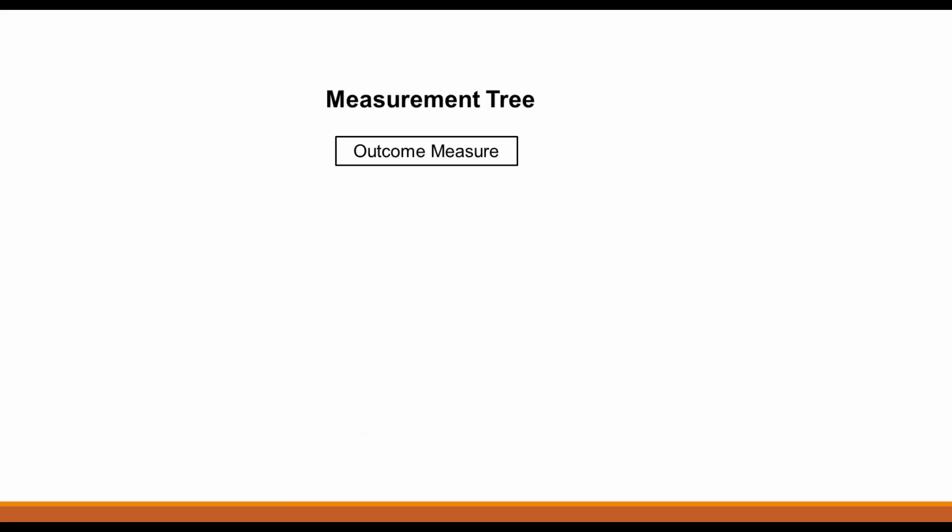Yep. So a measurement tree is made up of different types of measures. At the top of the tree, we've got our outcome measure. That's the thing that we care about. It usually flows directly from our aim statement. And it's the thing that we're trying to move the needle on. It's the thing that we'd like to see be better for the people whom we serve.